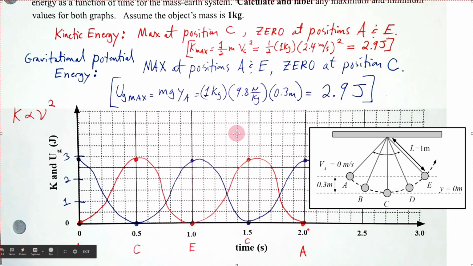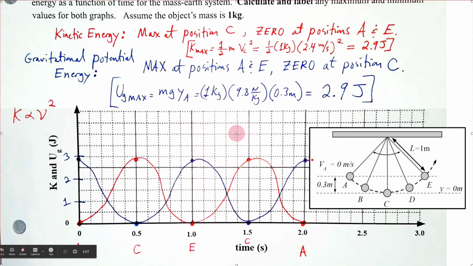Kinetic energy versus time graph or a gravitational potential energy versus time graph won't have negative values. So the minimum will always be 0 and the maximum will always be some positive value. For gravitational potential energy, it's that same shape and the same size. It's just kind of mirrored vertically. So at A, it has its maximum gravitational potential energy of 2.9 joules. Once it gets to C, it's at a height of 0, so the gravitational potential energy will be 0, and then it will change just like this.